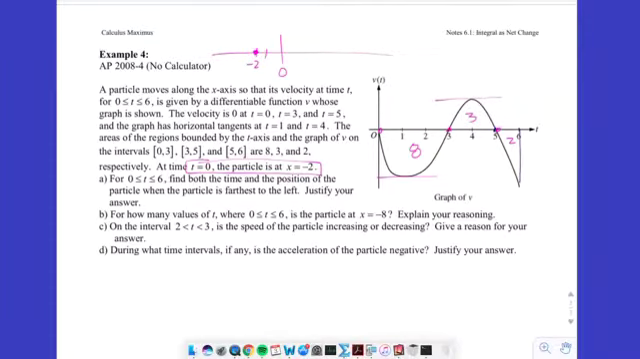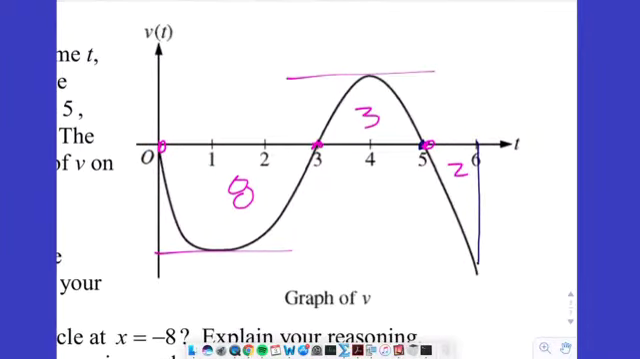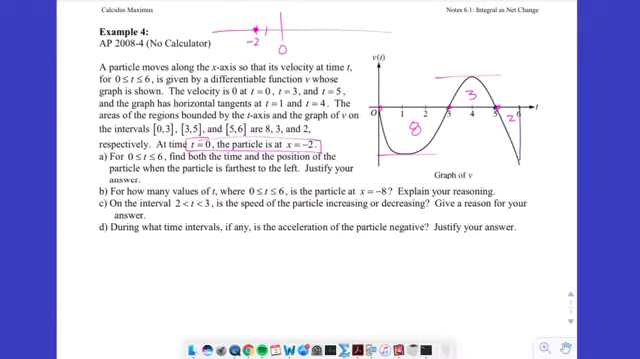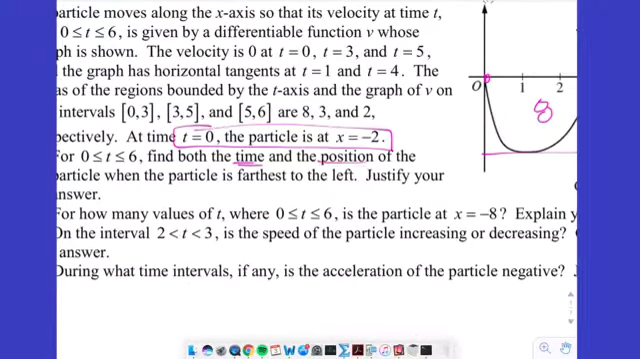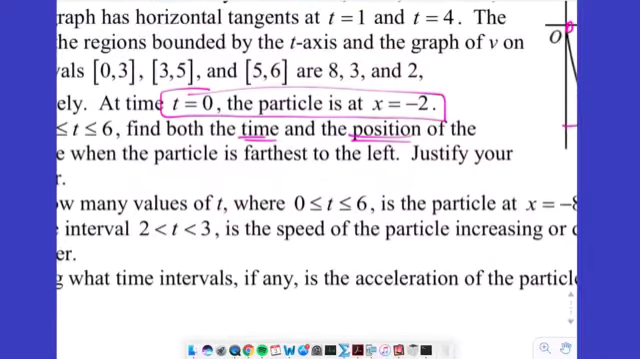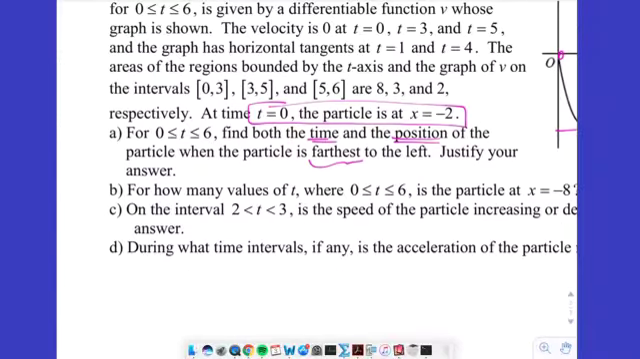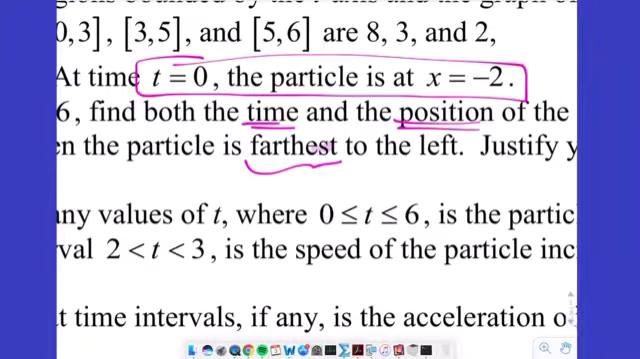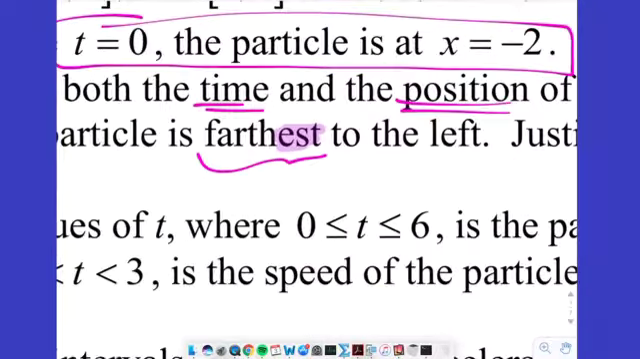Part A, on the interval from 0 to 6, which if you look is pretty much the entire graph, find both the time and the position on the x-axis when the particle was farthest to the left. And then it says to justify your answer. So anytime you read something and it's the superlative case, biggest, fastest, ugliest, farthest left, farthest right, that's optimization. But it's the easy optimization. It's not the optimization like write 2 equations and then see where the volume is a maximum. These are going to end up being EVT questions, which is the extreme value theorem.